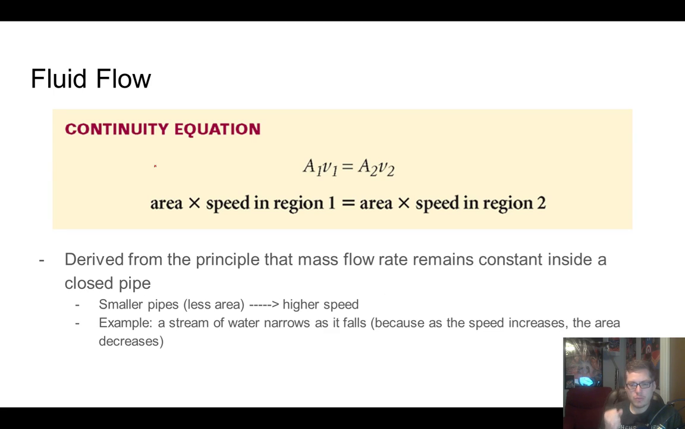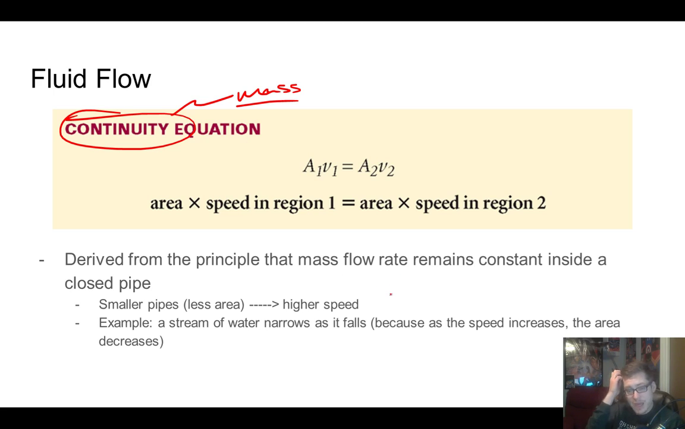Remember, the one thing people screw up with this is what is continuous. The continuity portion of this is the mass. Continuity, we're talking about the mass has to be continuous. So the mass flow rate has to remain constant. The mass flow rate, so the amount of kilograms passing through a space in a given time.